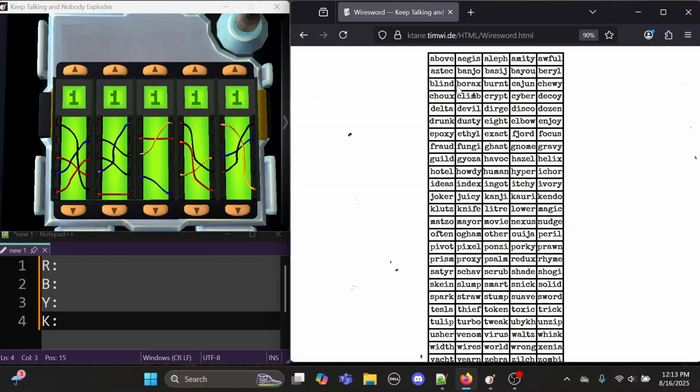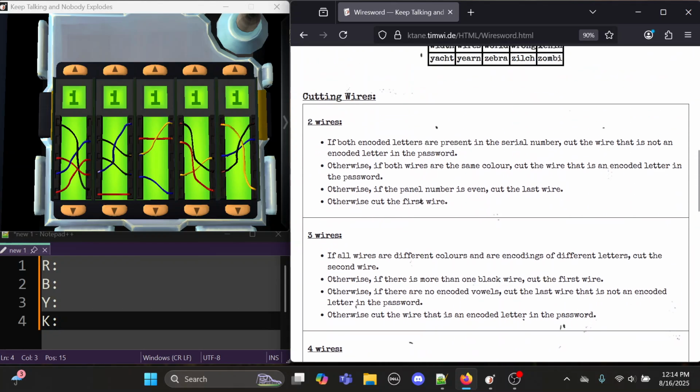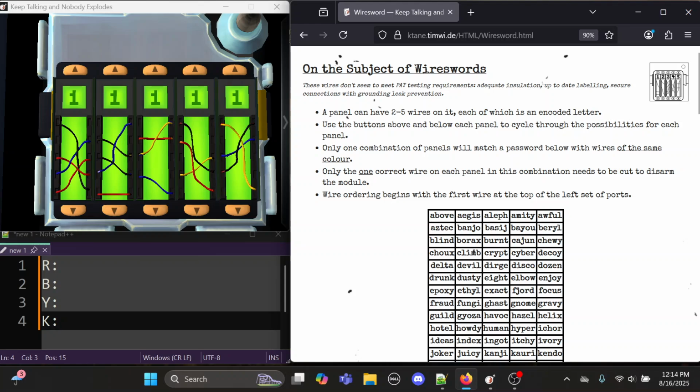It overall is not that bad, it's just long getting all of these wires. So let's get into the bulk of the module, and then we'll worry about how we submit it later on, because then we're going to have to cut a series of wires per panel.